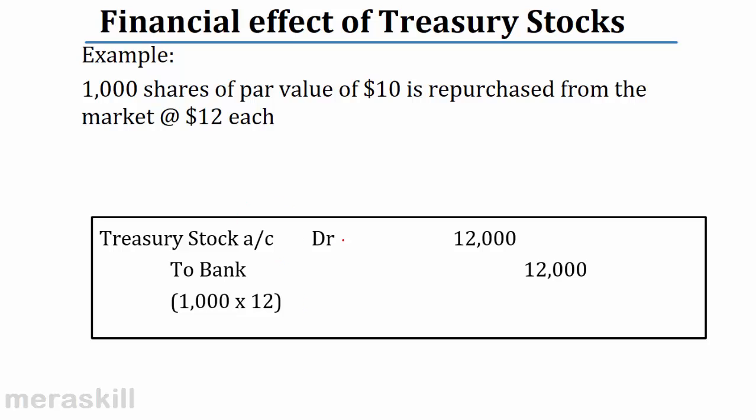Clear? This treasury stock debit is not really an asset. What do we call it? We say contra equity. Contra equity, and shown as a deduction from owner's equity, from capital stock.